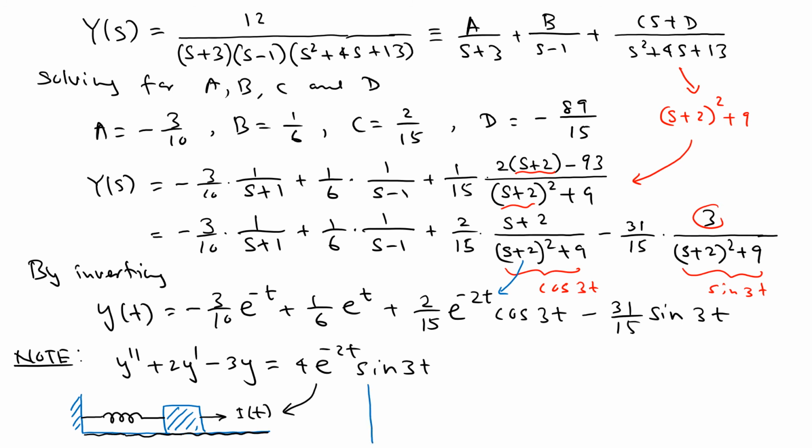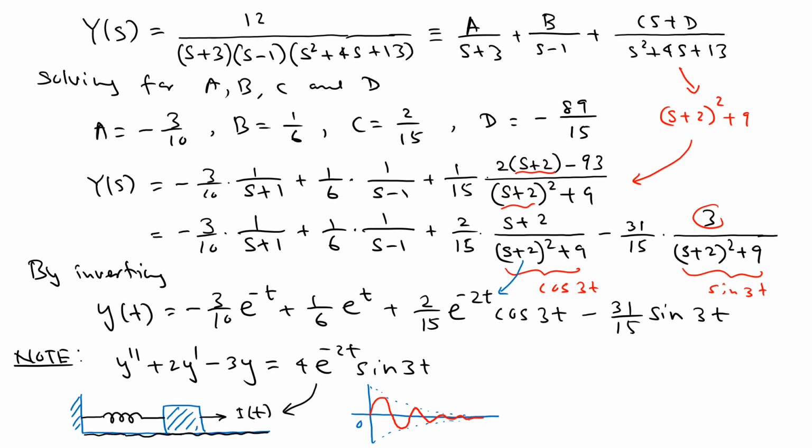The input force is a decay function. Because of the e to the negative 2t, it's going to decay like that. But it is a sine function. So that means the graph is going to look like 0, and then it's going to go like that between those two curves. So that's the kind of situation.